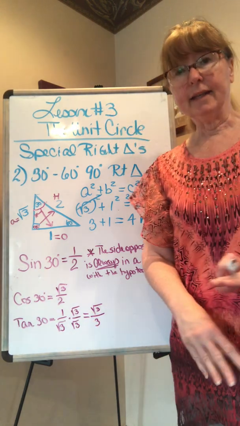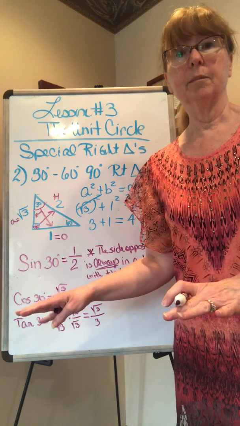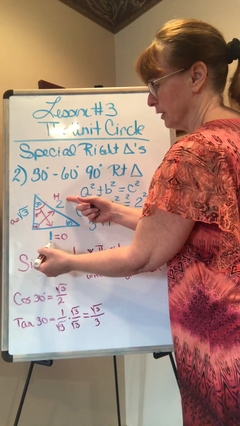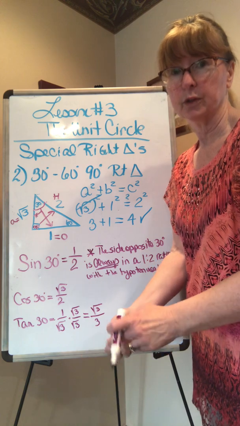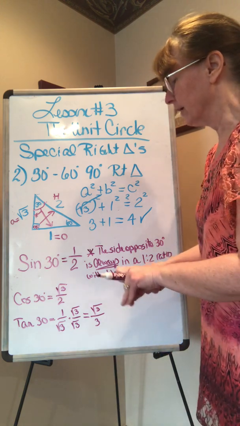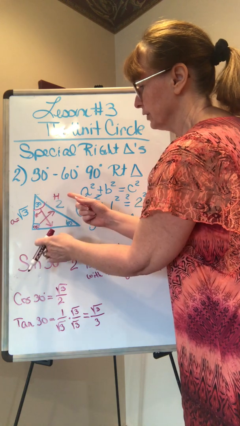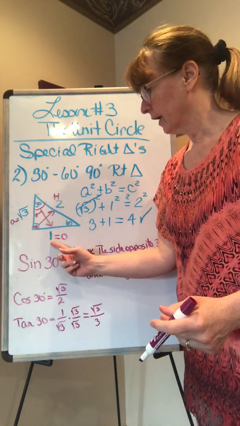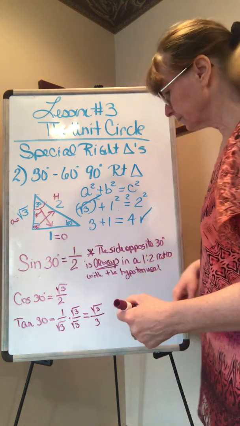Again, like I said, it does not matter what other numbers they give you. If this was a 6, this would have been 12, and this would have been 6 rad 3, which we'll look at again. So as long as the side opposite the 30 to the hypotenuse is in a 1:2 ratio, you could figure out the other side by whatever the opposite side is multiplied by radical 3.